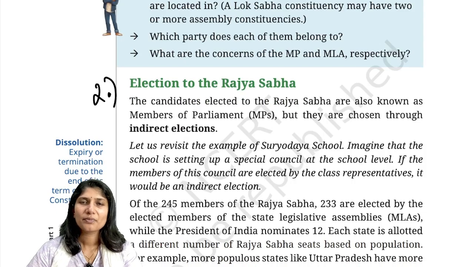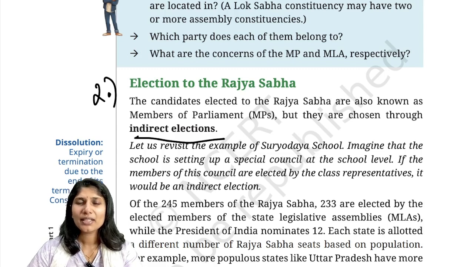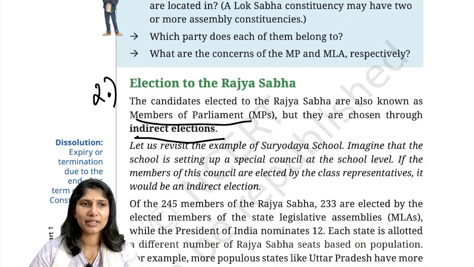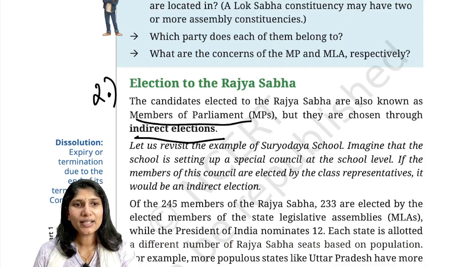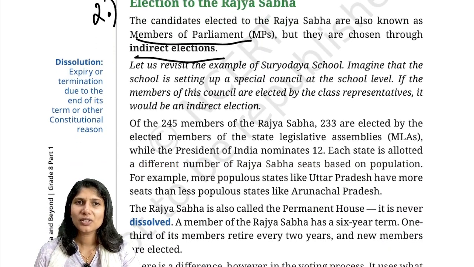Rajya Sabha elections happen differently than your Lok Sabha. Why? People are directly electing their representative in Lok Sabha. In Rajya Sabha, it is happening through indirect elections. Any person contesting for Rajya Sabha is also called a Member of Parliament, but he is picked through indirect election.